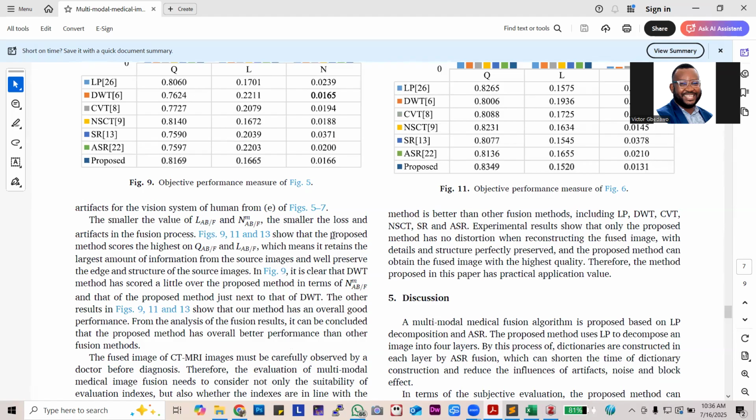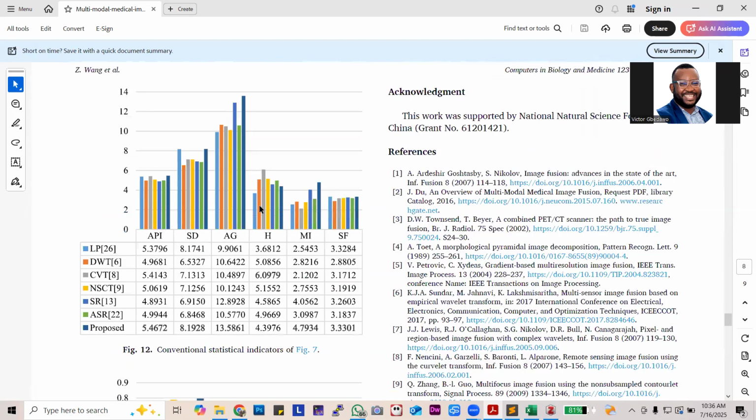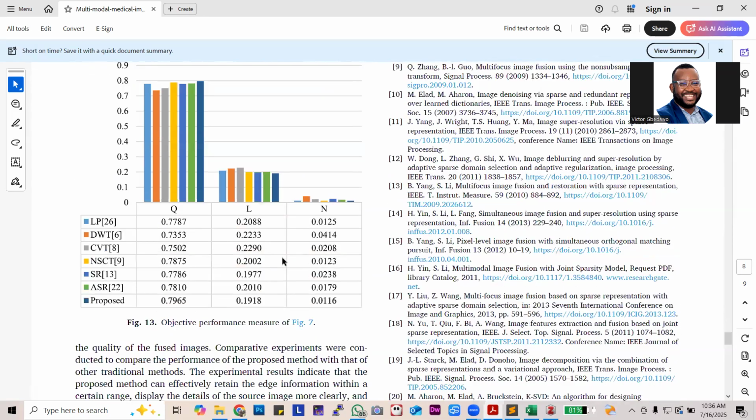So, yes, not every journal is right. Certain times they might have their own issues. Okay. So, this is just an example of what I was just trying to tell you.